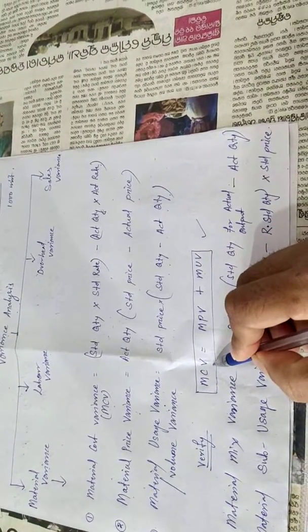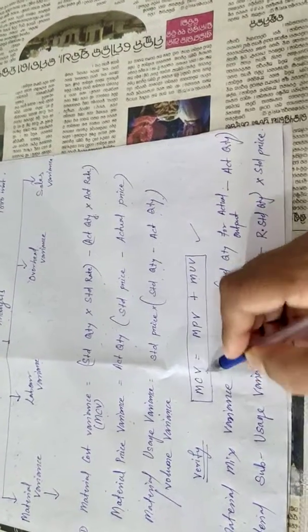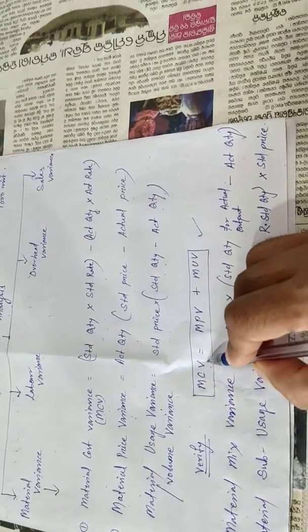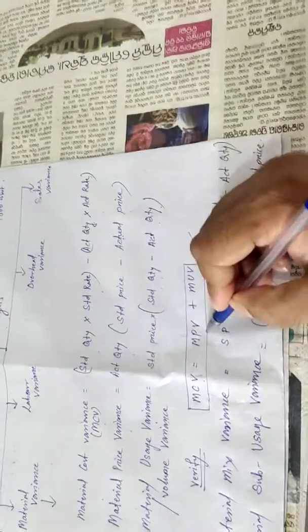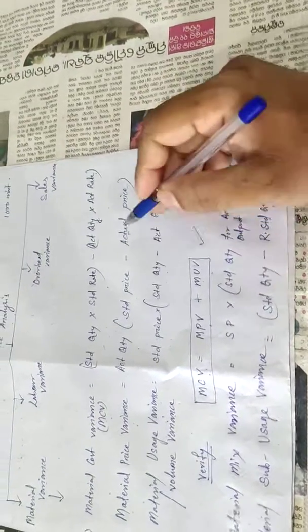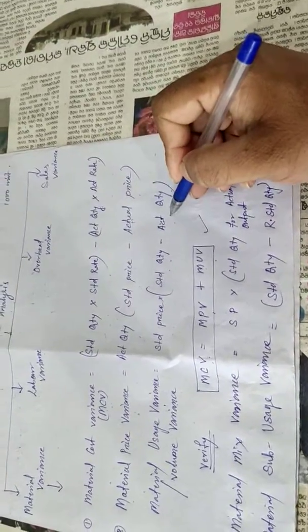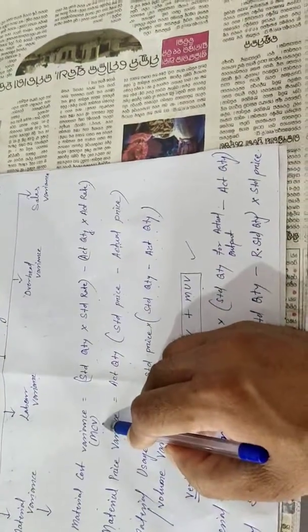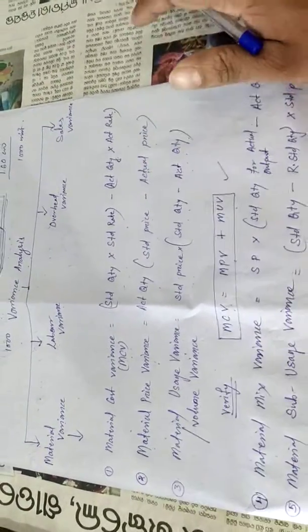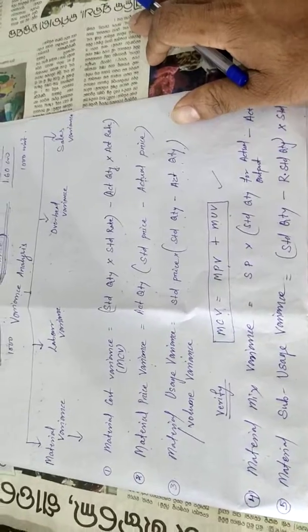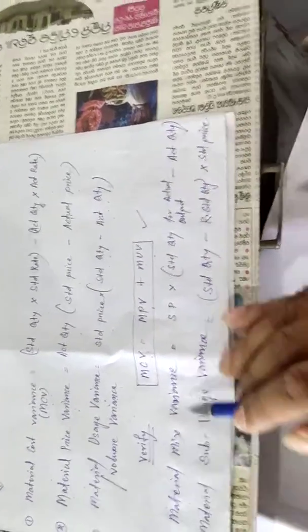Material cost variance must be equal to the sum of these two: material price variance and material uses variance. The sum of material price variance and material uses variance must be equal to the material cost variance. If it is equal, then it is cleared, and you have got the right answer. Okay. The next is material mix variance.